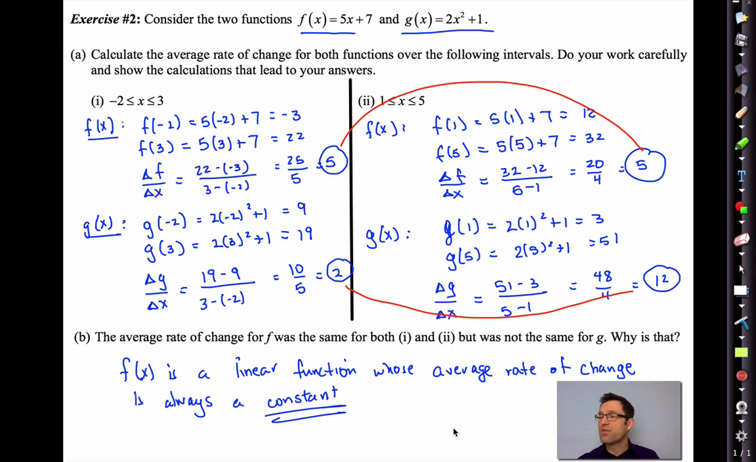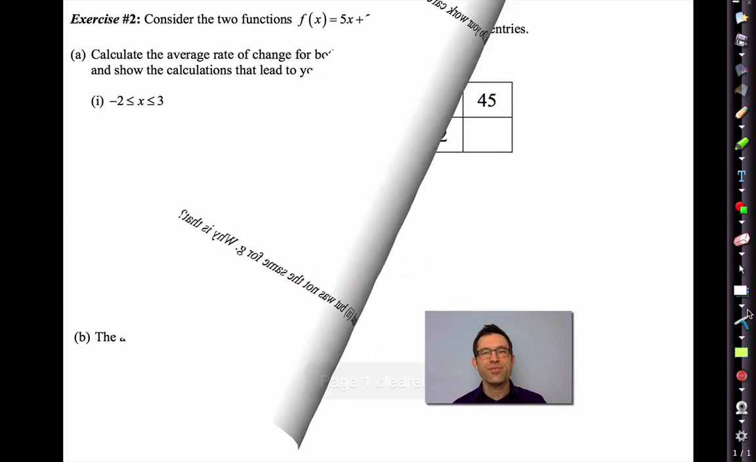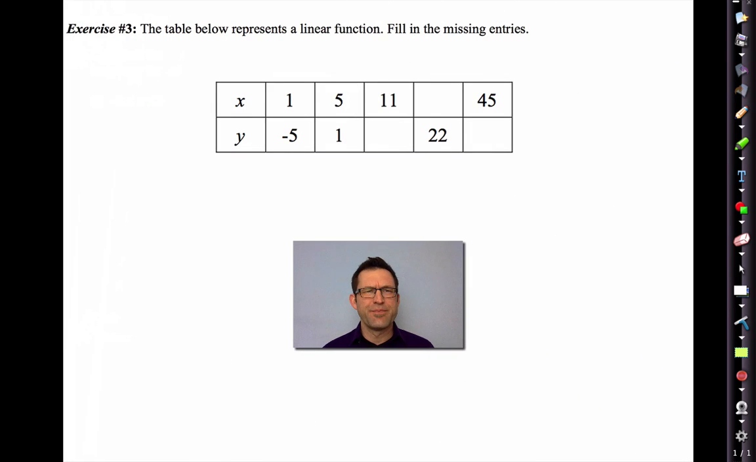All right, pause the video, write down anything you need to, and then we'll continue to work. Okay, here we go. Exercise 3. The table below represents a linear function. Good for us. Fill in the missing entries. Ooh, this is cool. So remember, this is a linear function. It's not directly proportional. It's a linear function. See if you can use what we just learned to fill in the missing entries. This is a little bit challenging, so take your time.